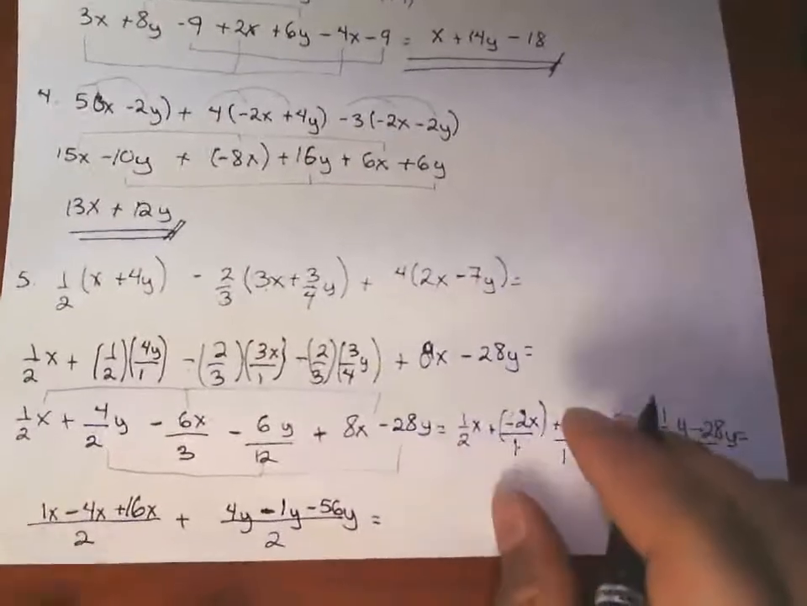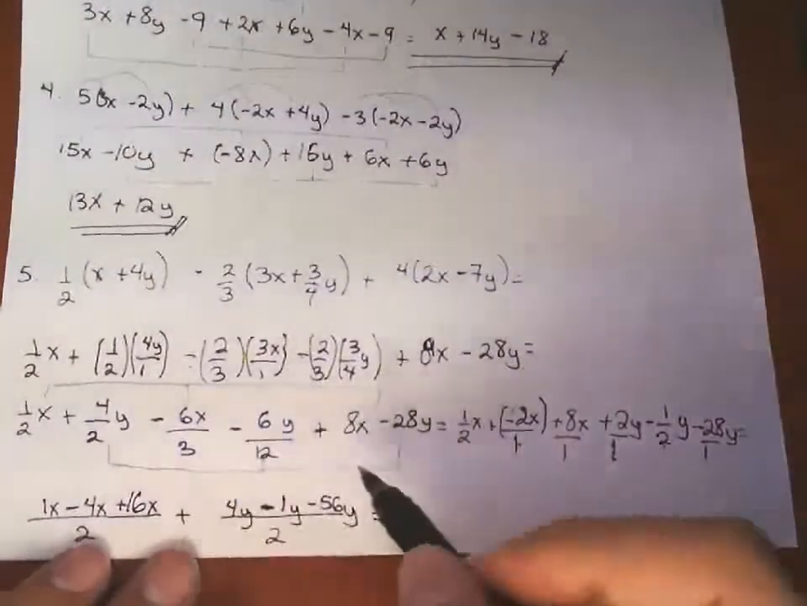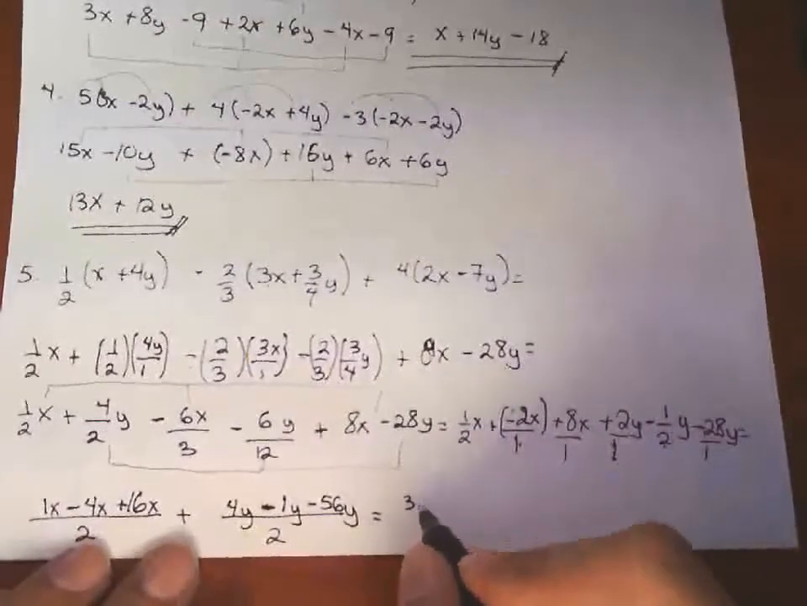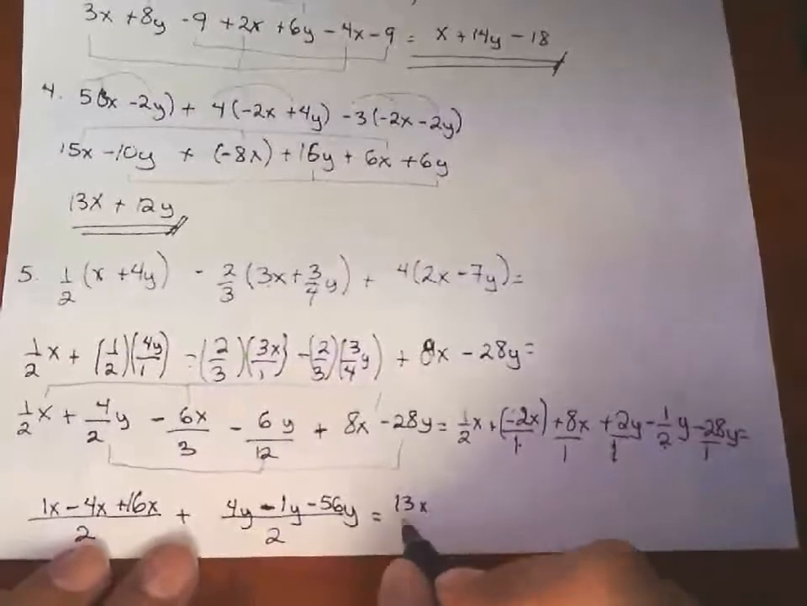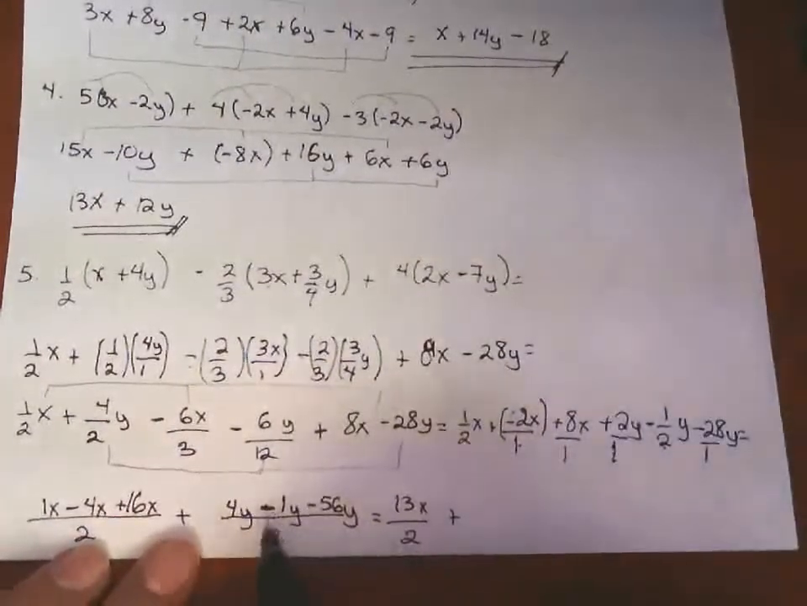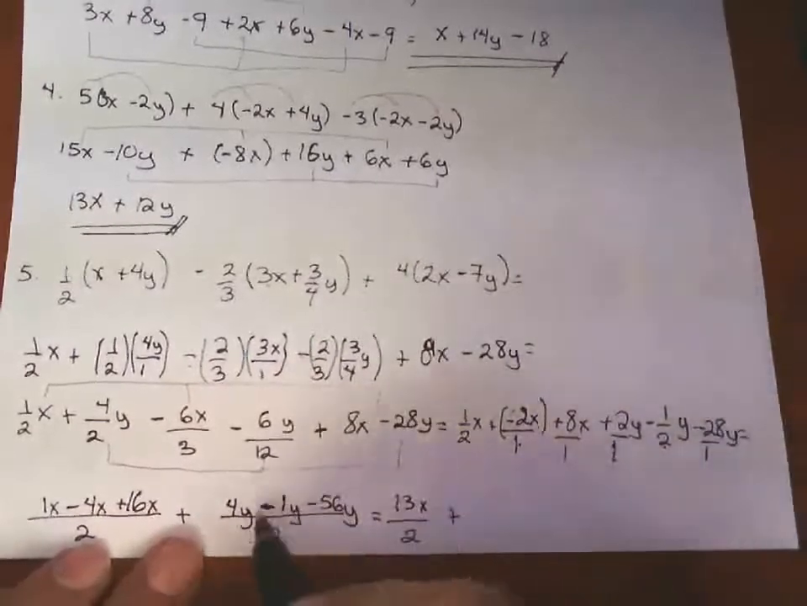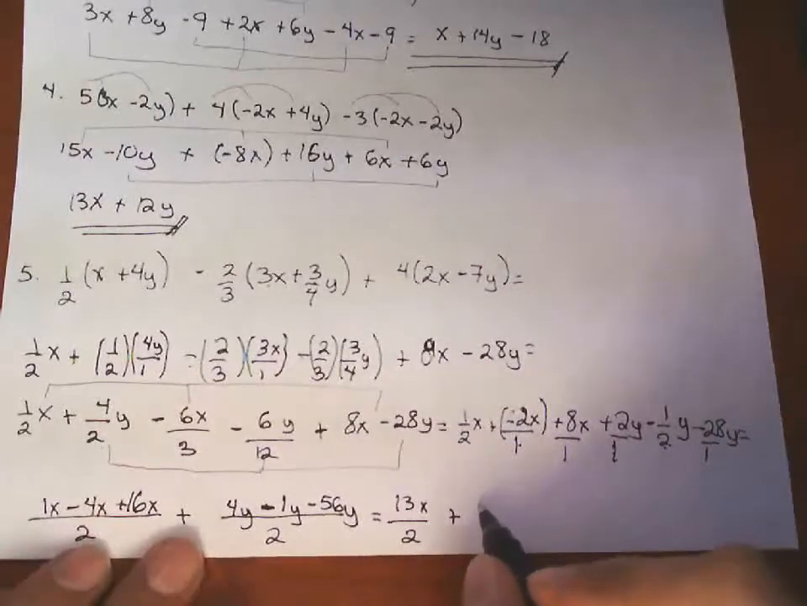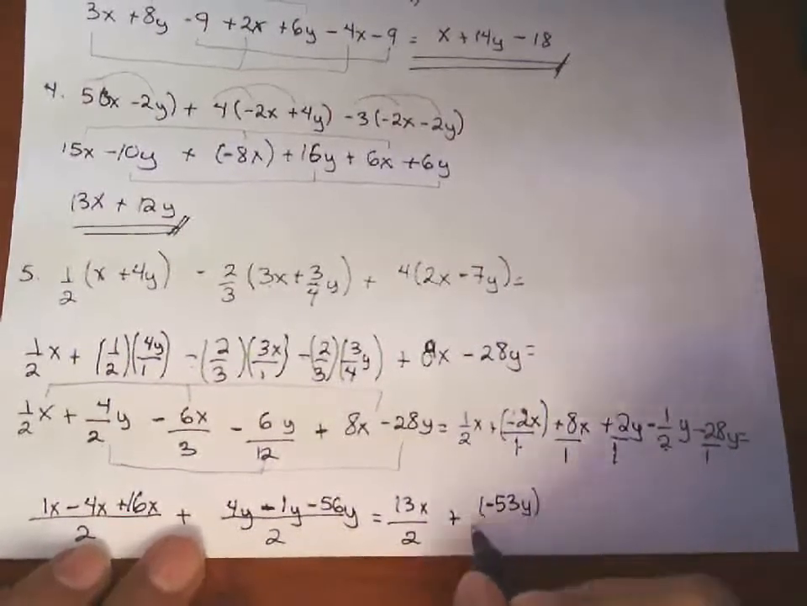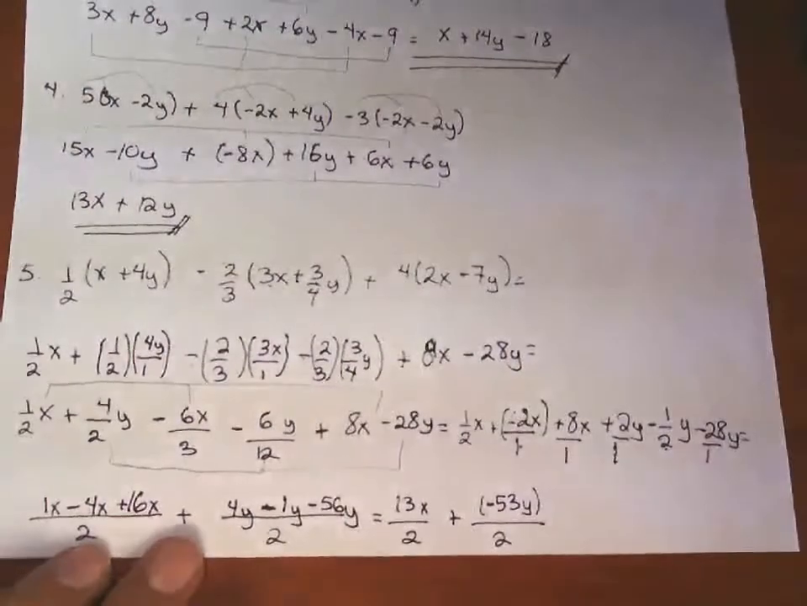Now we can do this whole thing. Okay, so 1 minus 2 plus 16, so that's 17 minus 4, 13x over 2 plus minus 1 minus 56, minus 57 plus 4, minus 53y over 2. Okay, and that's it.